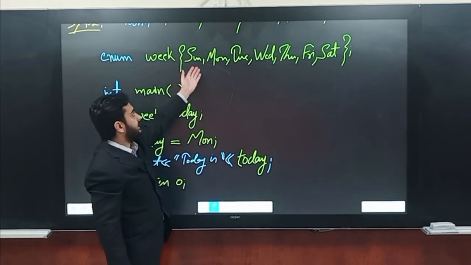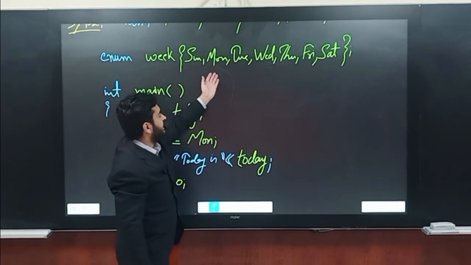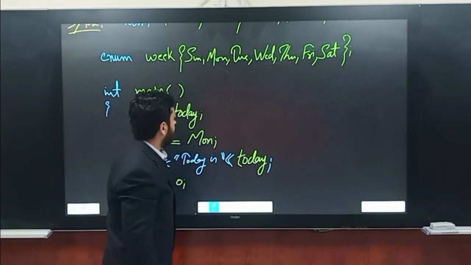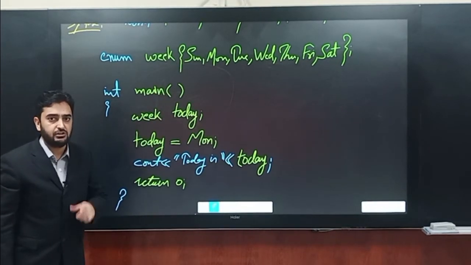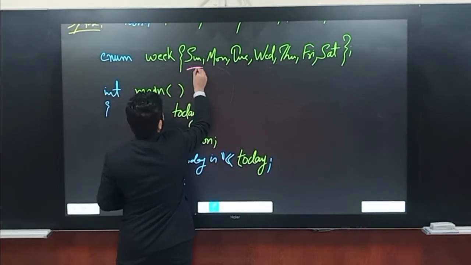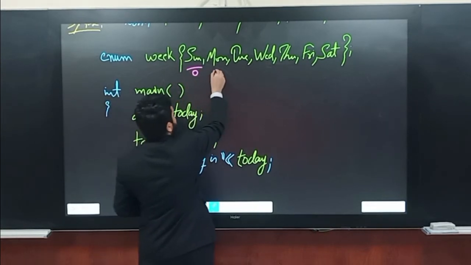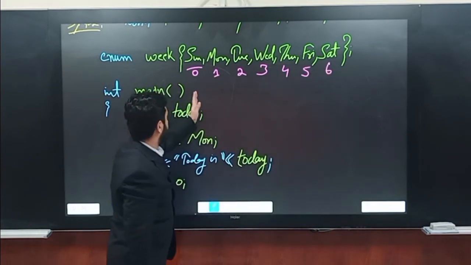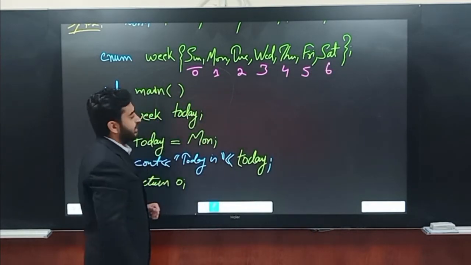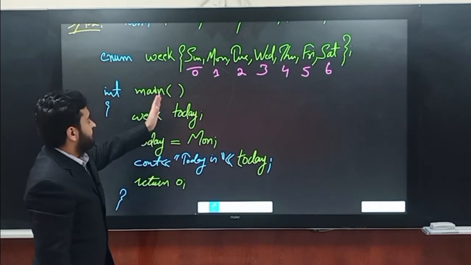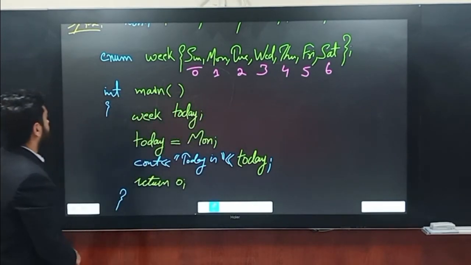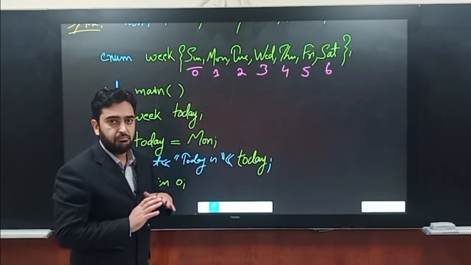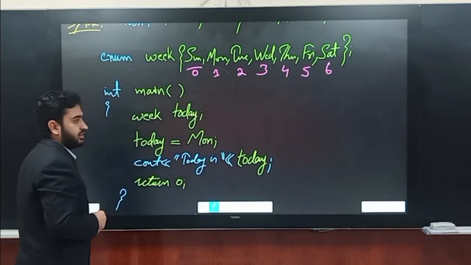The first value is Sunday, separated by comma, and then Monday. Each value is separated by comma, and there are 7 values, and each value has an index number starting from 0. So Sunday has index number 0, Monday has index number 1, then 2, 3, 4, 5, and 6 are the indices of each value in the sequence. These values are assigned by the compiler to the values inside the enumeration.